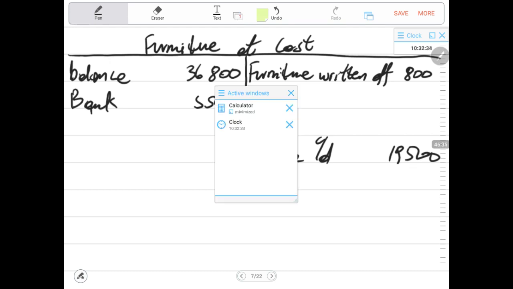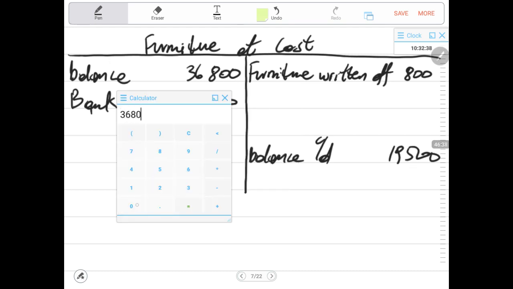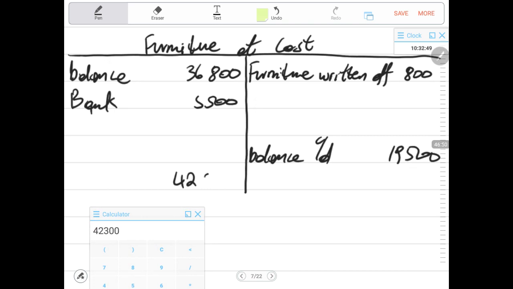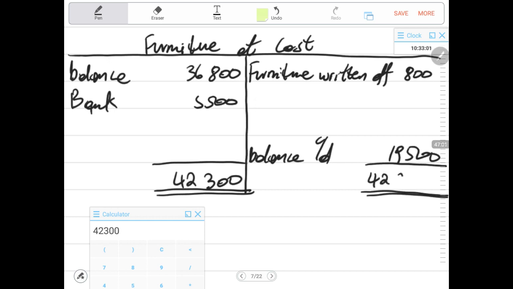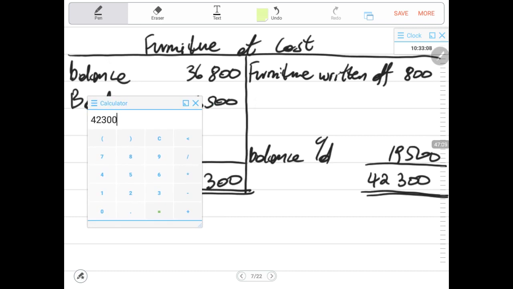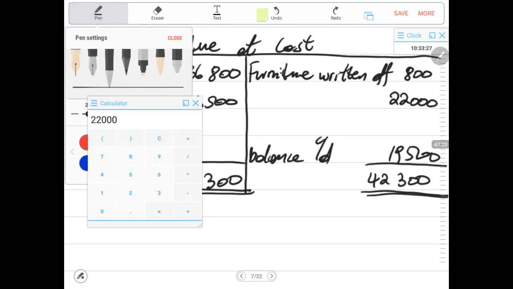And I want to repeat this, which I did before. 36,800, which is the debit side, plus 5,500, which is the furniture that was bought during the year. It gives us 42,300, which is the total, 42,300. That means the difference that we find, if it falls on the credit side and there's no other transaction regarding furniture, will mean that there must be another furniture that was sold during the year at the cost price of the difference. Minus 19,500, minus 800. That means there's a possibility that there was another furniture that was sold with the cost price of 22,000 rands. I don't know, let me just write the figure and leave it there hanging.